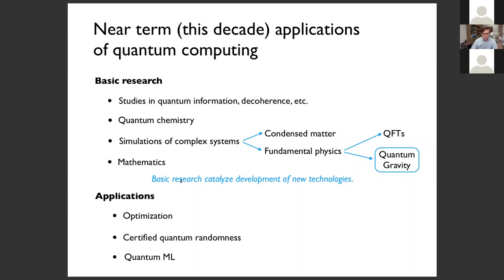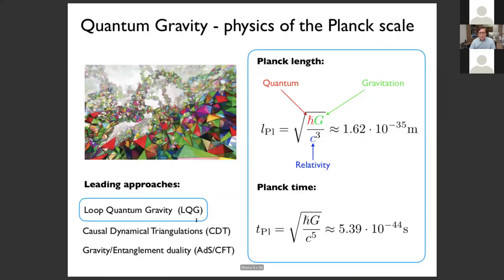Of course, we can also consider more direct, everyday life applications, but I'm not going to talk about them today. Just to summarize some of them, there are a lot of optimization possibilities. There's certified quantum randomness, which is also something that we are exploring in my group in Krakow. There's also quantum machine learning, a subject of interest of the Quantum Warsaw group especially. So, perhaps not all of you know what quantum gravity is.